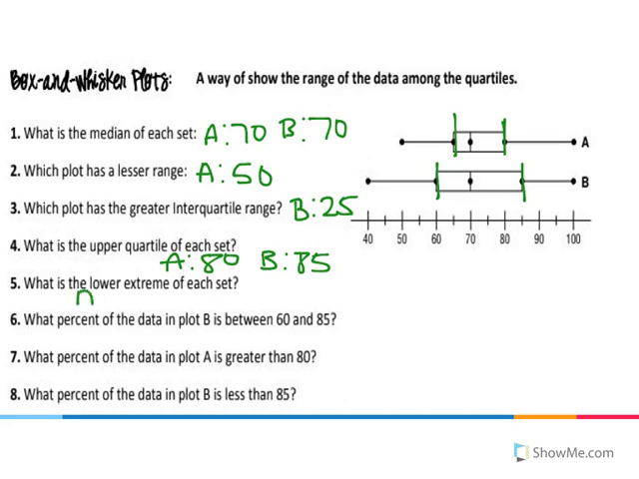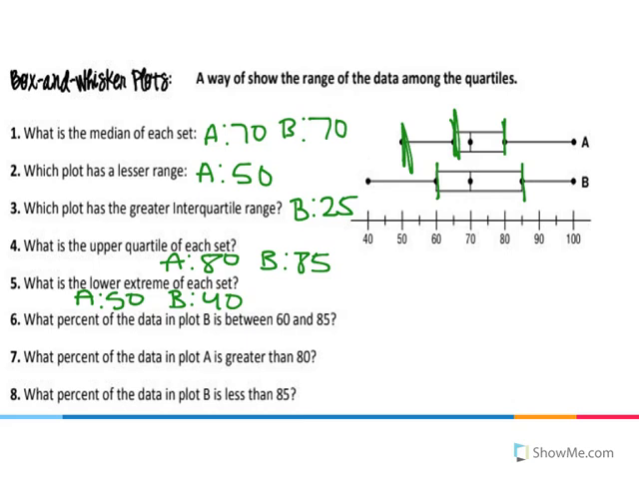Which is the lower extreme of each set? So a lower extreme is our quartile 1. So again here, we just figured that out. It was 65 for A. And then for B, it was 60. Sorry, I just gave you the quartile, but the lower extreme would be the min, you guys, so sorry about that. So for A, that would be 50, and for B, it would be 40.